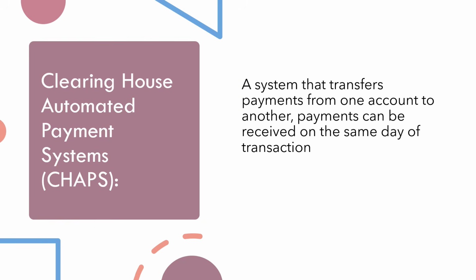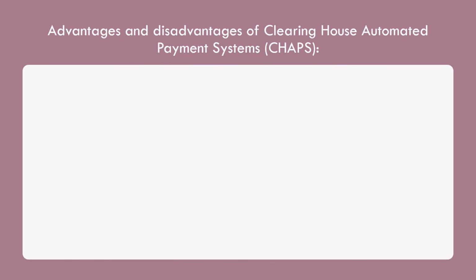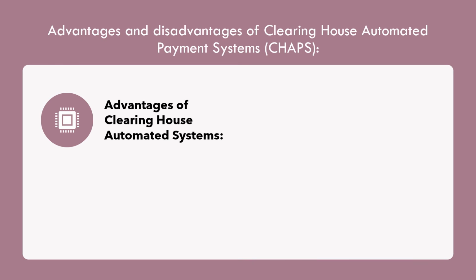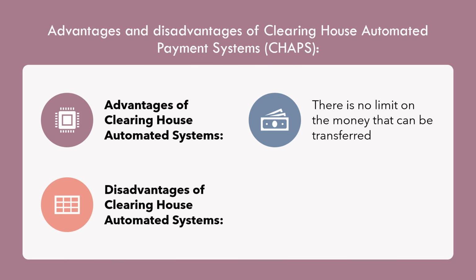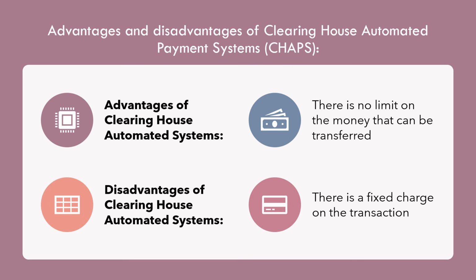Now, the clearinghouse automated payment system. Now, this is a system that transfers payments from one account to another, and payments will be received on the same day of the transaction. What are the advantages and disadvantages of the clearinghouse automated payment system? The advantages is that there is no limit on the amount of money that can be transferred. However, the disadvantage is that there is a fixed charge on the transaction.